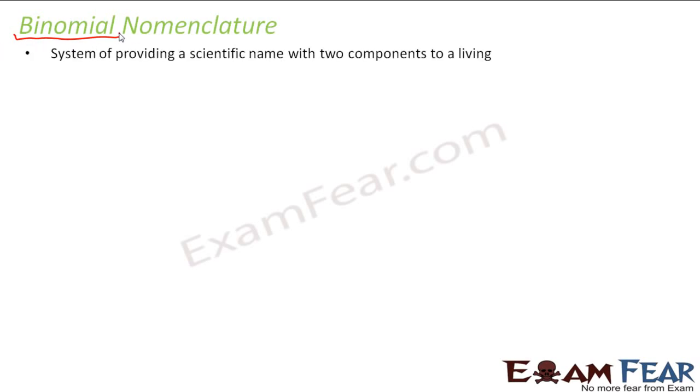So then what is binomial nomenclature? Here we have an additional term, binomial. Generally wherever we have this word bi, it means two. And nomial is something related to name. So that means two names nomenclature. Let us see what it is. It is a system of providing a scientific name with two components to a living organism. So nomenclature is the system of naming. What kind of name should be given? The name should consist of two components, and that is known as binomial nomenclature.